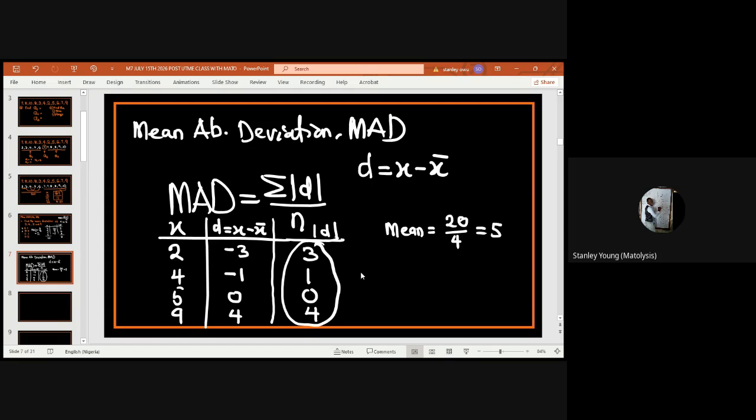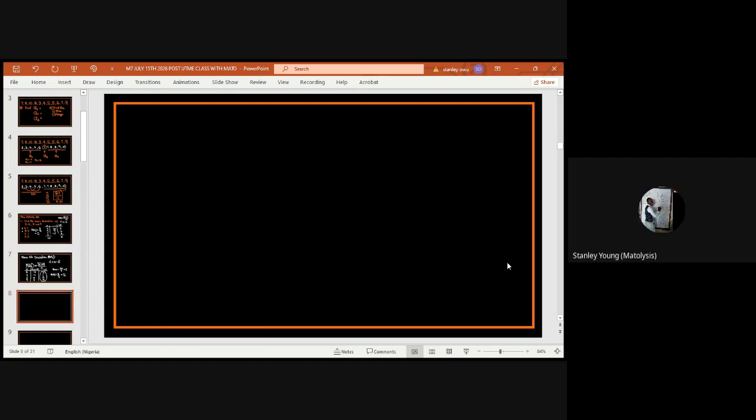When you sum them together, that gives you 8. So the mean absolute deviation then becomes 8 divided by the number of entities, which is 4. And that gives us what? 2. Do you understand that?